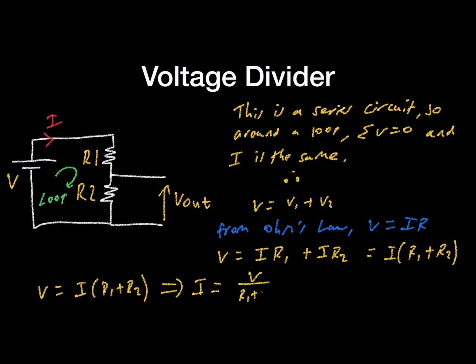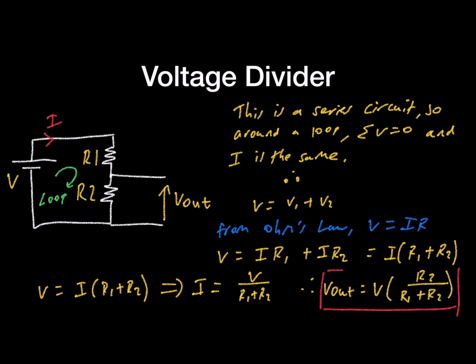Notice that V out is equal to V2, as if we had a voltmeter across it. The rule is that if we want V1, then R1 is on the numerator of the fraction, and if we want V2, then R2 is on the numerator as shown.